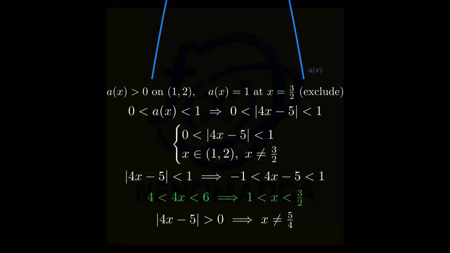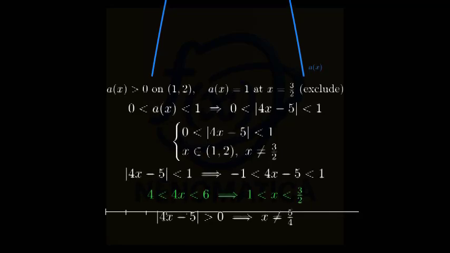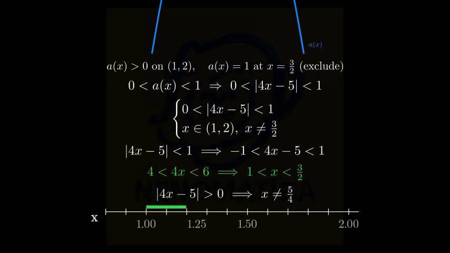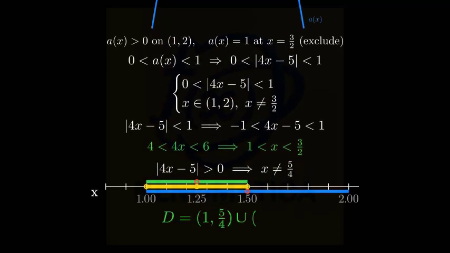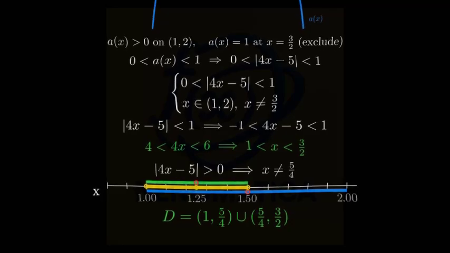Let us visualize the intersection on a number line. We already have 1 less than x less than 3/2 from the argument, removing x equals 5/4. The base domain restricts us to 1 less than x less than 2, excluding x equals 3/2. Intersecting gives the final answer, from 1 to 5/4 union from 5/4 to 3/2.